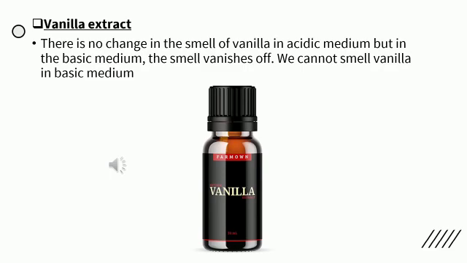So children, next indicator that we are going to study is vanilla extract. You people are aware of vanilla extract. It is widely used in baking cake, isn't it? For the flavor, we use it in many foods. So here, this is also a kind of synthetic indicator. There is no change in the smell of vanilla when it is in acidic medium. Okay. But if it is in basic medium, its smell vanishes. So we cannot smell vanilla in the basic medium. In such cases, vanilla acts as an indicator.